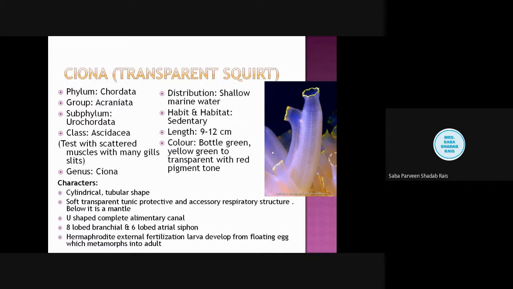Here they have the external environment, so inside the medium the fertilization is happening, which is outside the body. That's why it is called external fertilization. So in this particular case, the fertilization will be external. Larva develop from the floating eggs, and thereafter metamorphosis will happen, and the larva will develop into the adult.